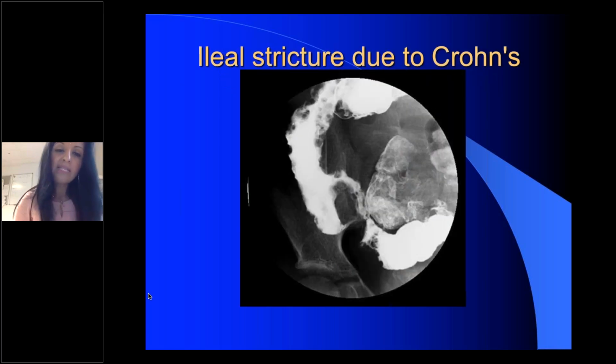Now, this is a barium follow-through, and this is just to show you the stricturing that you can see in Crohn's disease at the ileum, so this narrowed area of bowel here with an ileal stricture that you see in Crohn's disease.